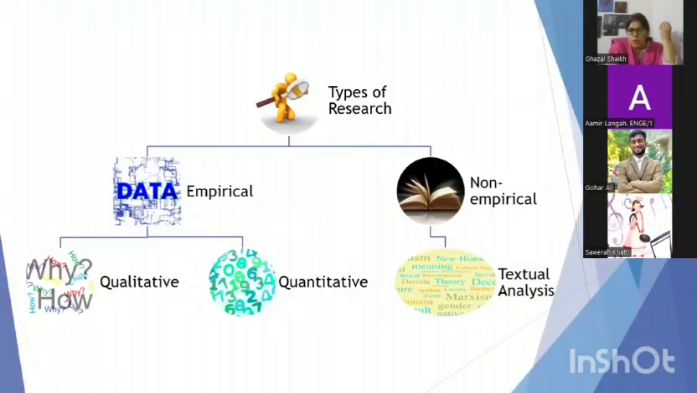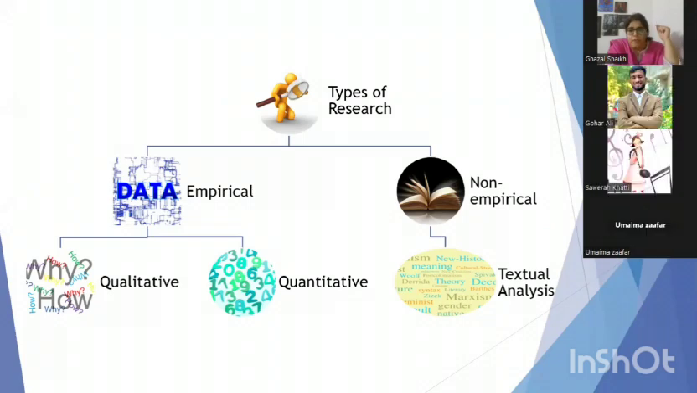So when we talk about types of research, there are broadly empirical and non-empirical research. Now, when I say empirical, I mean data-based research. Every study in which data is collected, whether second-hand data or first-hand data, if you are using somebody else's data or you are collecting it yourself in any form, if there is data, then that is an empirical study.